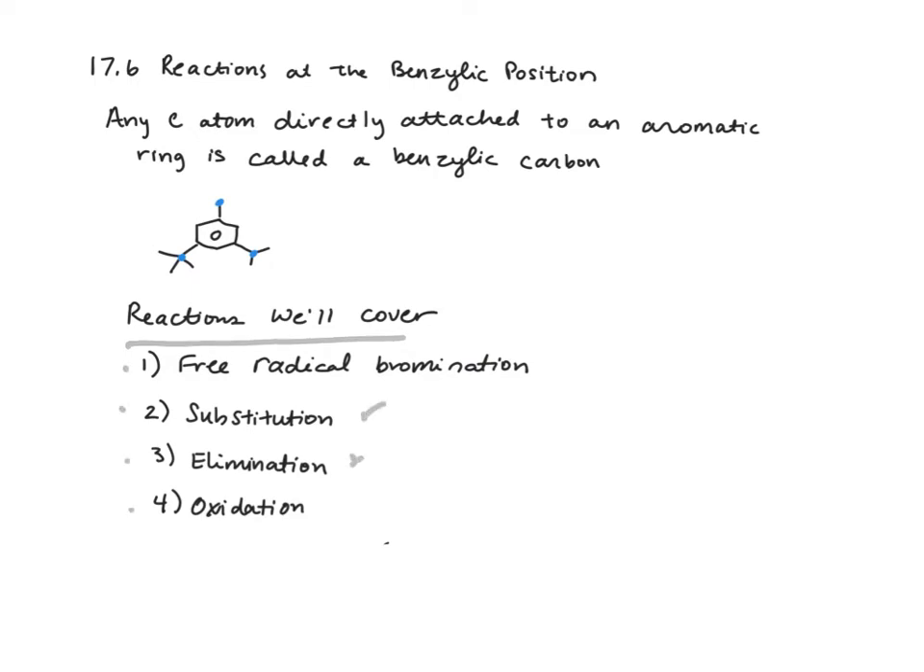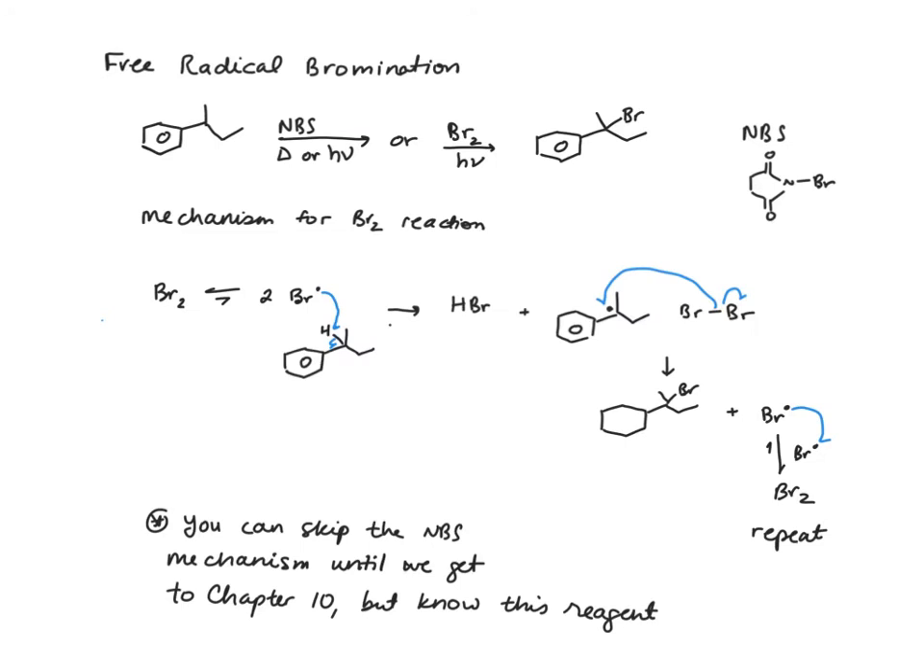You already know the substitution and elimination reactions, so we're only learning two new reactions here. The first is free radical bromination. Here we can do this with the molecule NBS with heat or light. NBS is shown over here and it's a source of bromine. Or we can use elemental bromine and light.